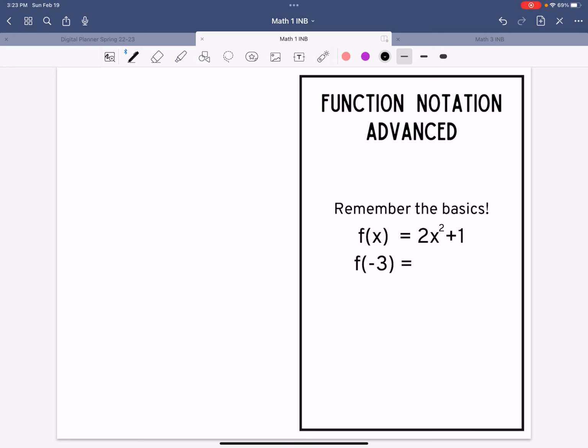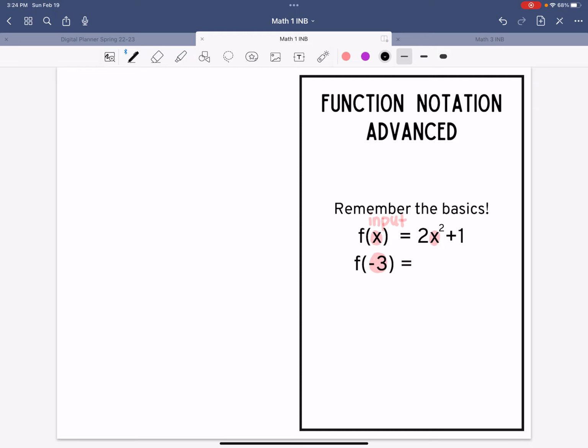All right, in this video, we're going to look at a few more of the advanced notation problems. We're going to start back with the basics, and just as a reminder, what's in the parentheses is your input, and then what you get out, whatever you have it equal to, that is your output. So in this particular situation, whatever we have in the parentheses, we have -3. We're going to plug that in for x, and we're going to get our output.